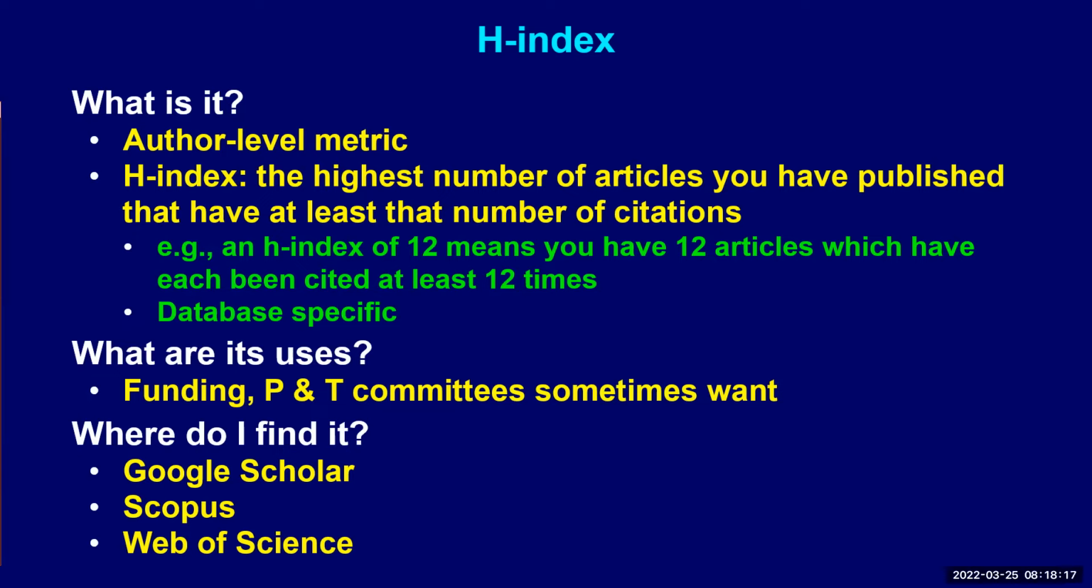So someone could have 150 publications, but if say they were each only cited 5 times, their H index would be 5. Conversely, someone could have only 5 publications that were each cited 150 times or more. Their H index would also be 5.